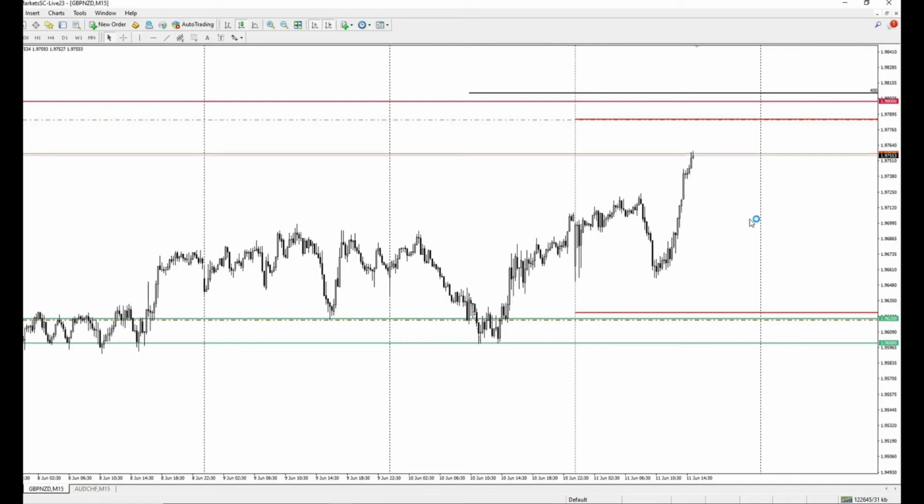But yeah, it's all down to having a solid entry, stop loss, and knowing where to target, but also having a solid early exit strategy. Can't stress that enough.